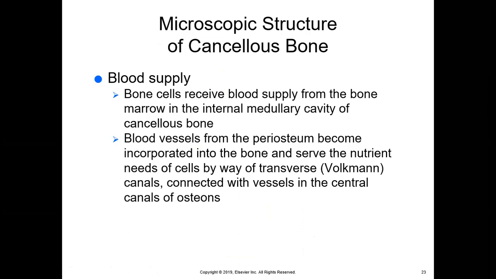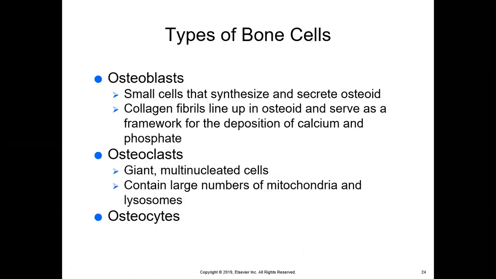And so bone cells receive the blood supply from the bone marrow in the internal medullary cavity of the cancellous bones. Actually, I'm not going to ask you specific questions about this. So let's start looking at some of the types of bone cells.